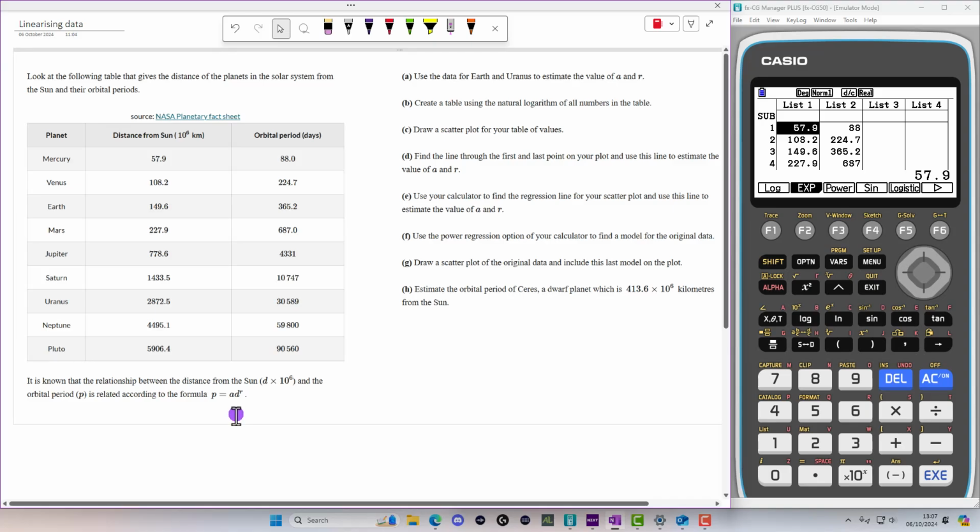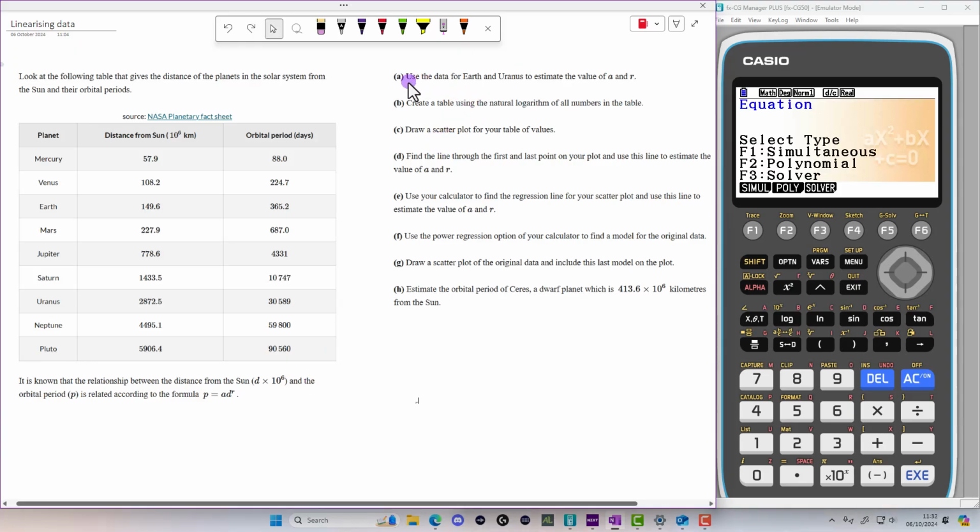Right, in this question, we've got a deep dive into the power law. We're looking at the distance from the Sun and the orbital period, and we know that the relationship between the distance from the Sun and the orbital period is given by the formula P equals A times the distance from the Sun to the power of another number R.